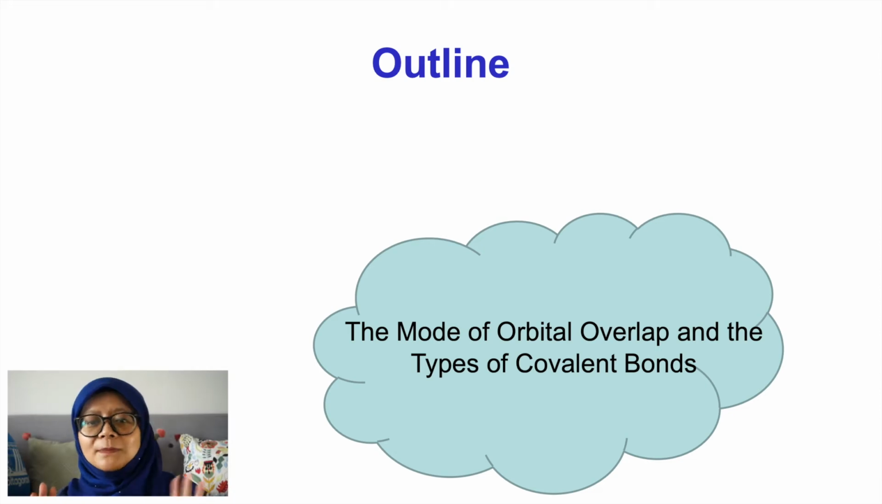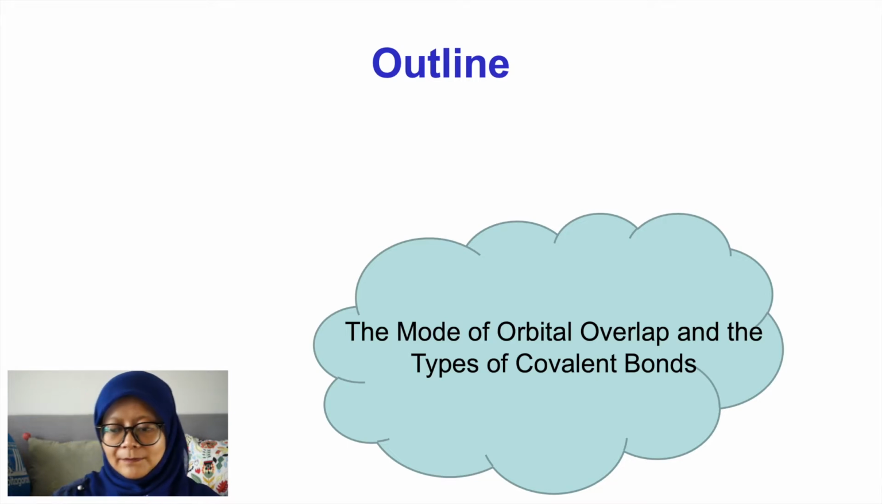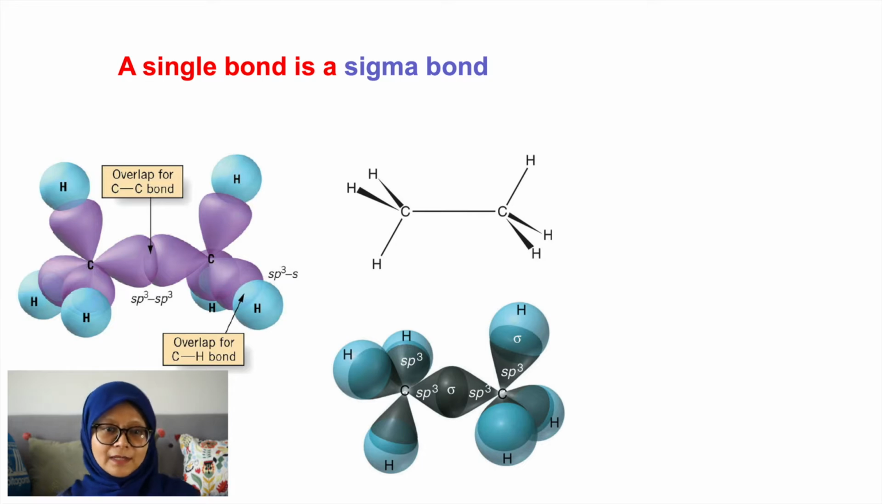YouTube channel, and let's discuss hybridization and also the valence bond theory, VBT part 2. So in this part 2, we are going to discuss the mode of orbital overlap and also the types of covalent bonds. So here, the diagram shows you the single bond.